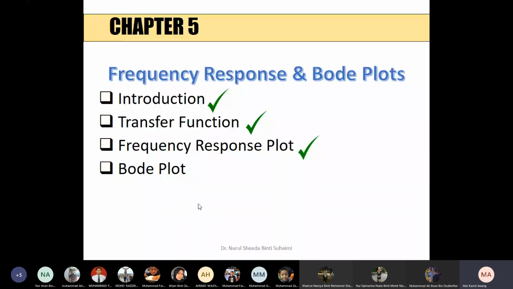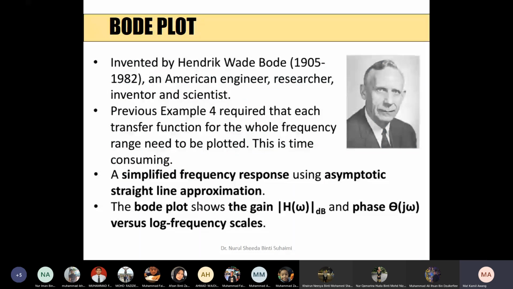The Bode plot was invented by Hendrik Wade Bode. He lived from 1905 to 1982. He was an American engineer, researcher, inventor, and scientist. In the previous examples, the transfer function had to be plotted over the whole frequency range, and this is really time consuming. You have to plot one by one for each frequency.